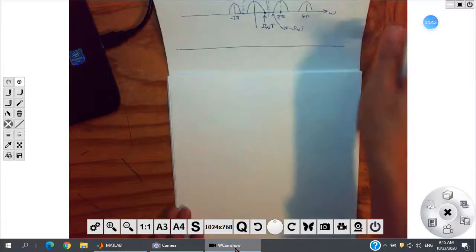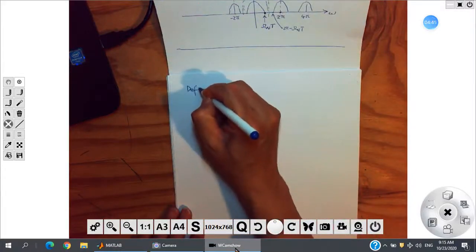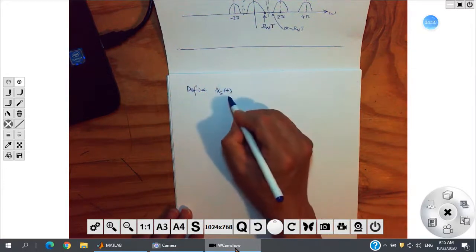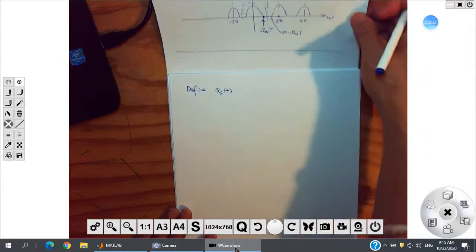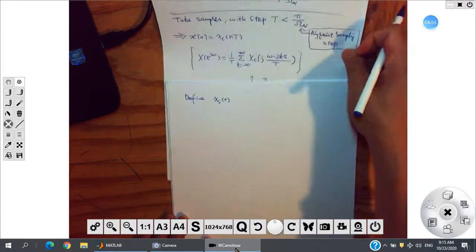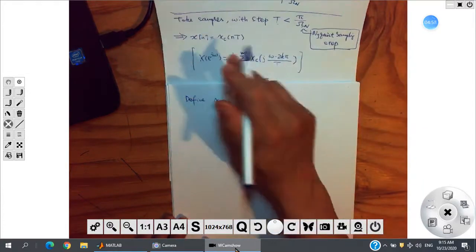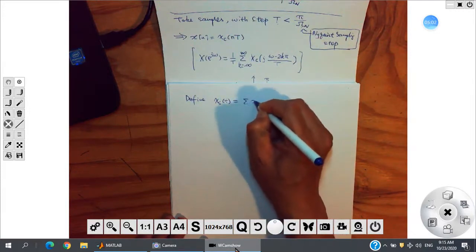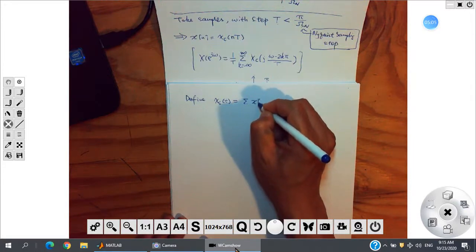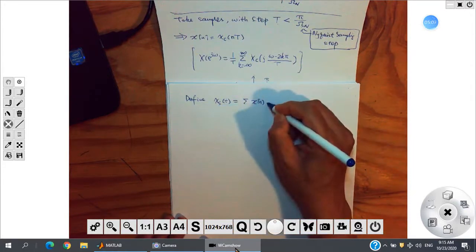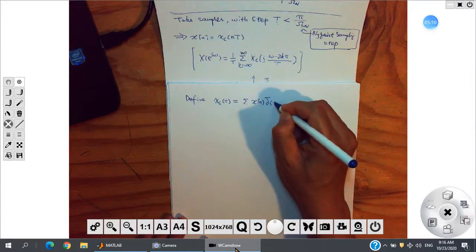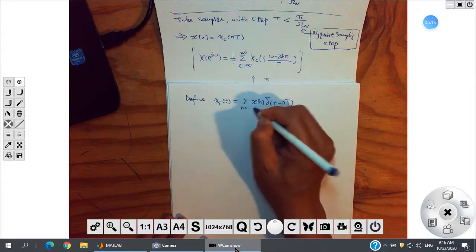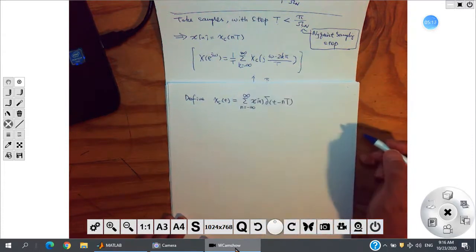Then we need to work like this. We define another signal x_s of t. Now this is a signal in the time domain, an analog signal. This is built based on x of n. We have these samples x of n. So we define it as the summation of all these x of n times the delta of t minus n capital T. We define x_s of t this way.